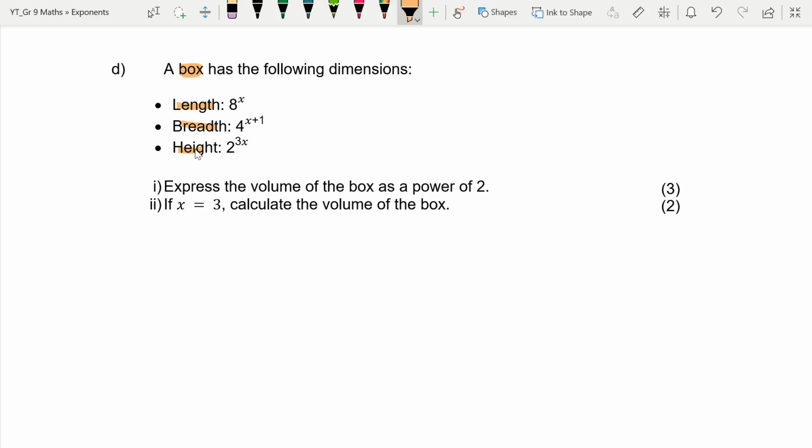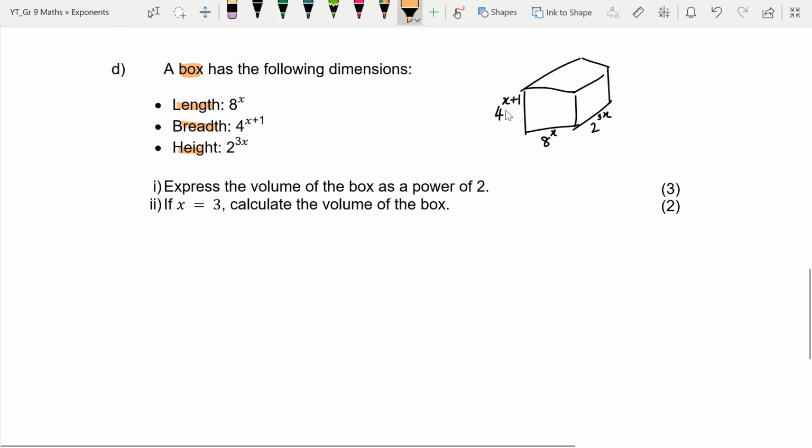So this should be a rectangular box that would look something like that, where we've got a length. Doesn't really matter where you put the dimensions and what you see as the length, because if we turn the box upside down, that will change. And the breadth is 4 to the power of x plus 1. And then the height is 2 to the power of 3x. Okay, great. So there we've got our dimensions for this box.